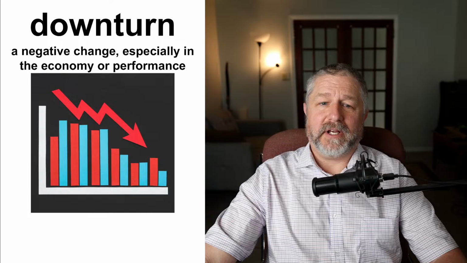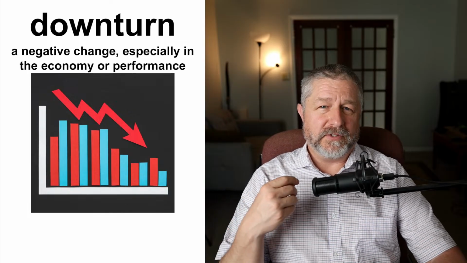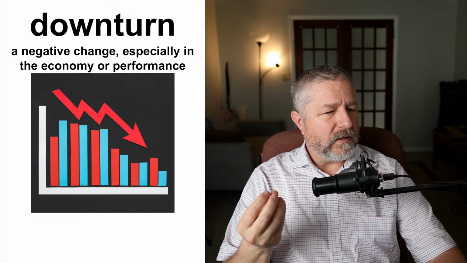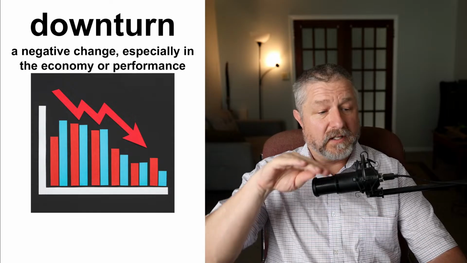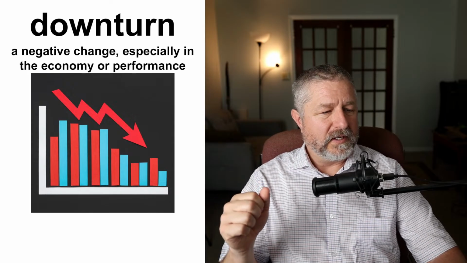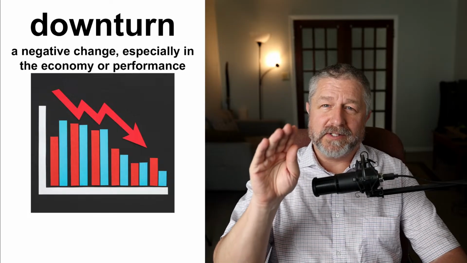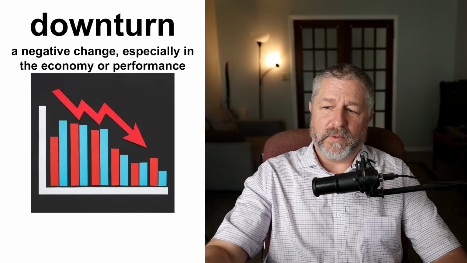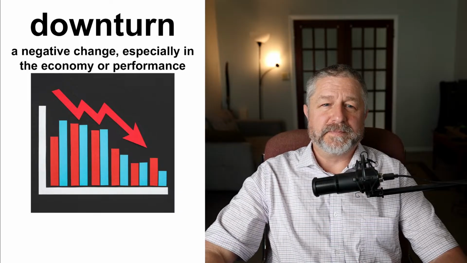Downturn, a negative change, especially in the economy or performance. So sometimes there's a downturn in the market. We had a word earlier, right? Collapse is another one where I had a graph. Decline is another one where there is a graph. But sometimes there is a downturn. The stock prices keep going up and then all of a sudden there's a downturn and they start going down. So it's that change that we're referring to.